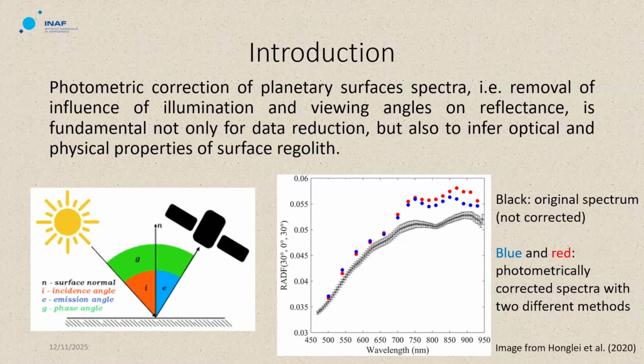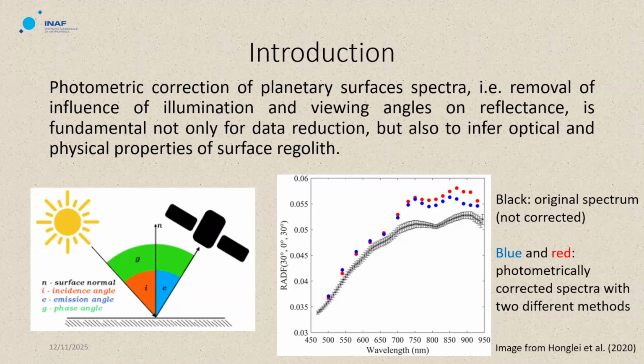But this is not only a data reduction operation, because the trend of reflectance with the three angles, in particular with phase angle, is related to optical and physical properties of the surface. So by looking at this behavior, we can infer some of these properties, and we can compare between small bodies. We are talking about small bodies, so asteroids and comets. This is just an example.